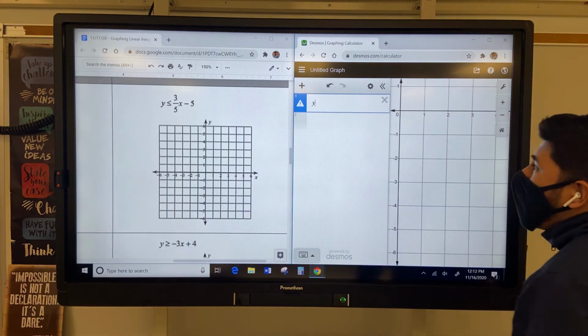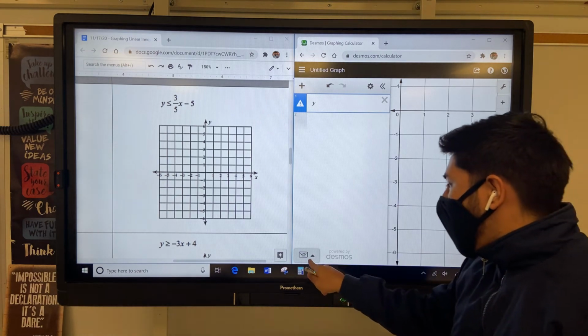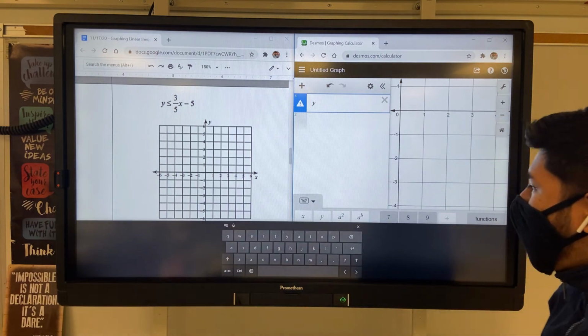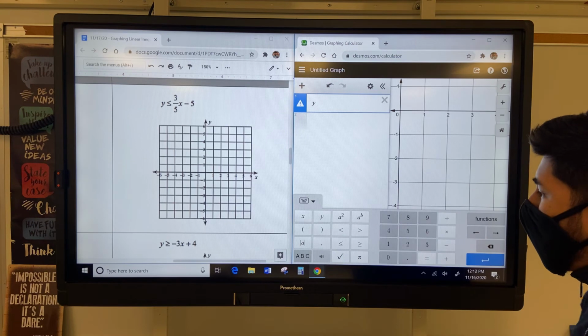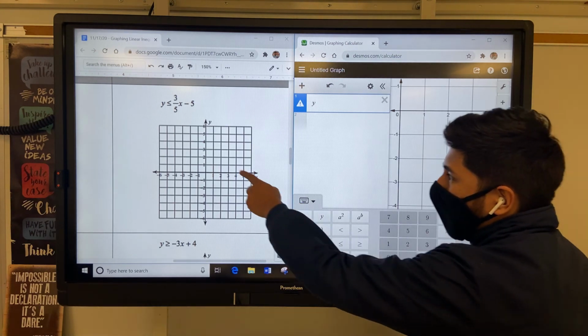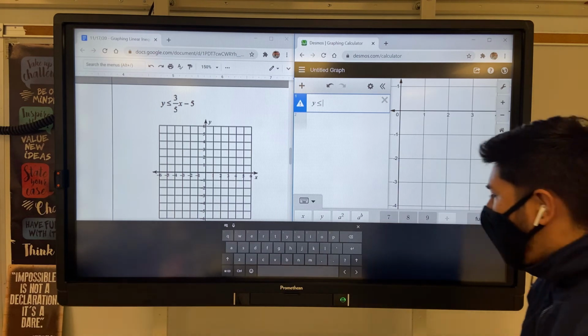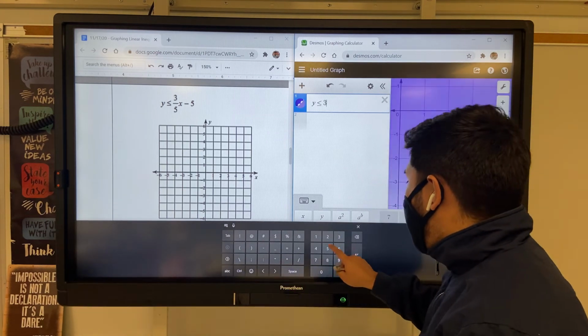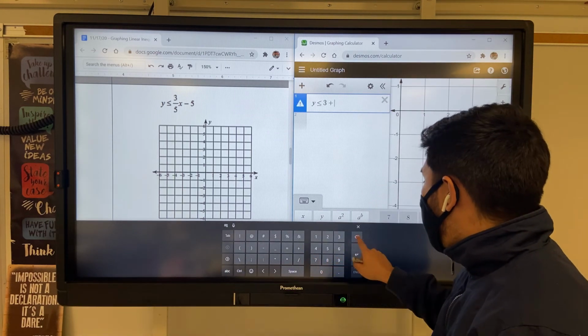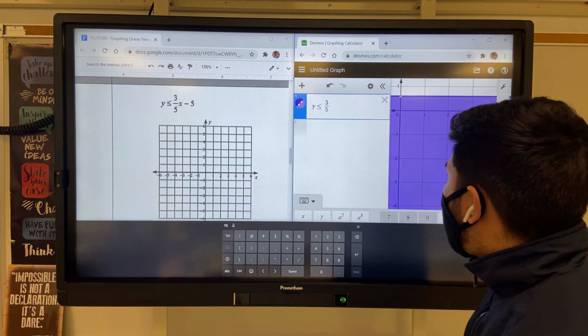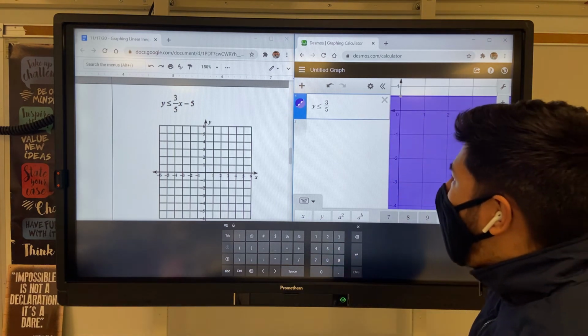Why, sir? I don't know how to put the symbol in there. It's right here in this little keyboard. Click that little keyboard. Make sure you choose the correct symbol: less than or equal to. Then let's put the rest. 3 over 5. And you already see the shading starting to happen.